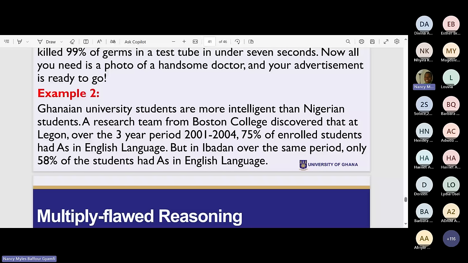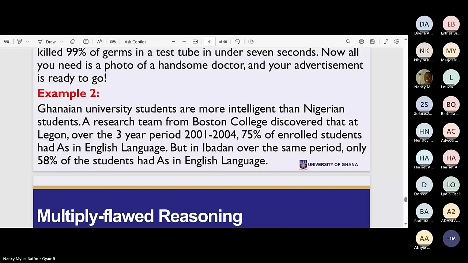not in English. Oh, you did your research in English language. What about mathematics, in economics, and other courses, science, politics? You go and do it in English and you conclude that Ghanaian university students are more intelligent, intellect. How can you conclude like that?